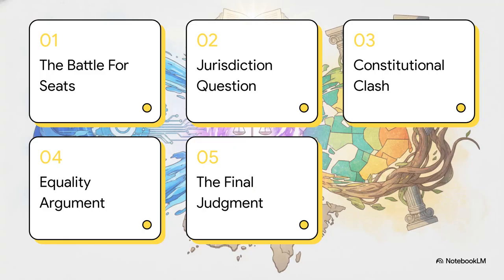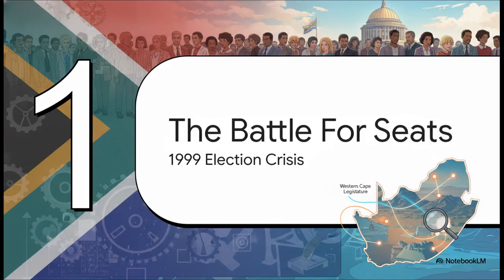We're going to unpack this courtroom drama by looking at the initial battle for seats, clearing a quick jurisdiction hurdle, diving into the clashing laws, examining the counter-arguments about equality, and finally getting to the ultimate verdict. Starting off with Section 1, the battle for seats, South Africa's 1999 election crisis.